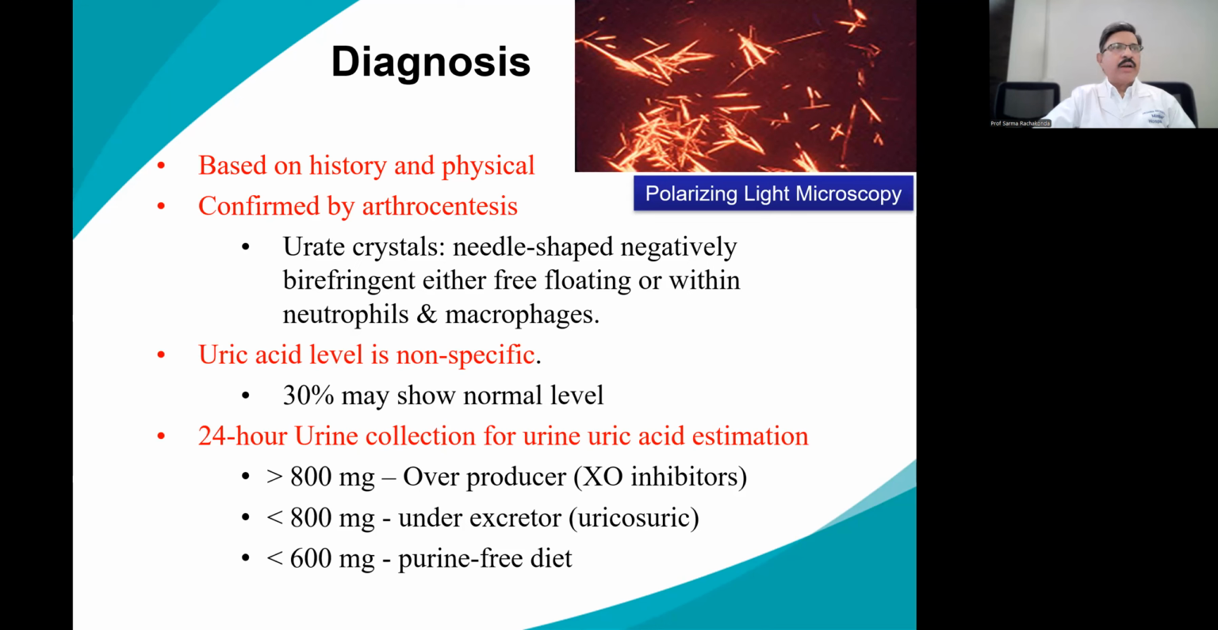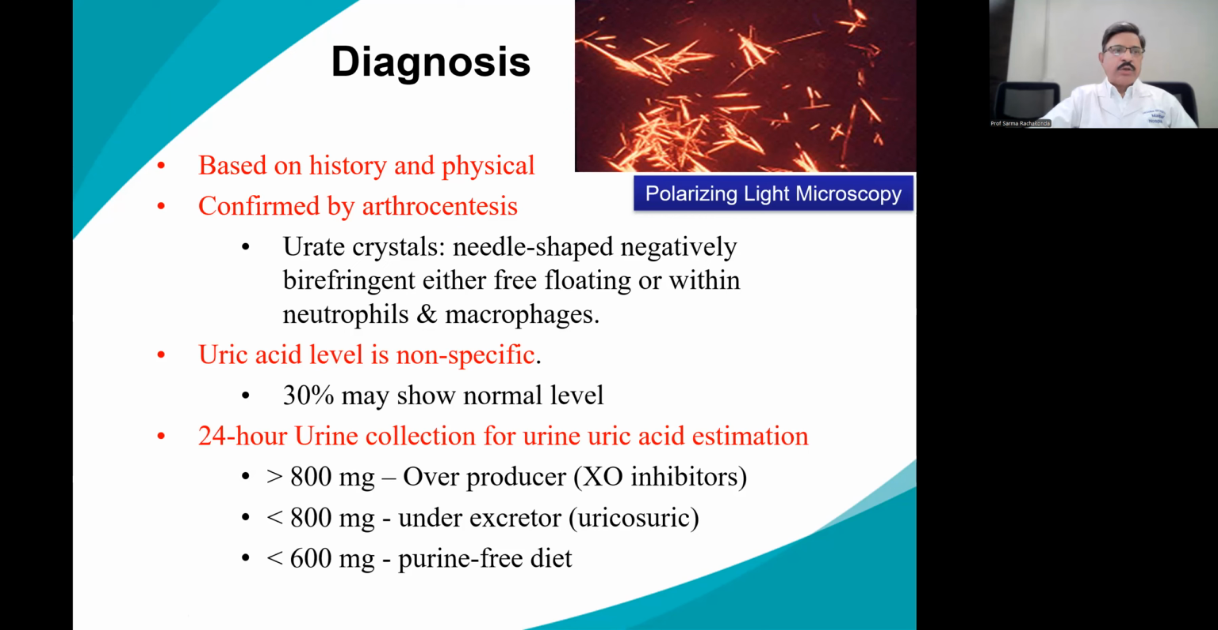More than 800, those which prevent the conversion of hypoxanthine to xanthine and xanthine to uric acid. That step is blocked. That is the XO inhibitors, xanthine oxidase inhibitors. That is for more than 800. Okay.